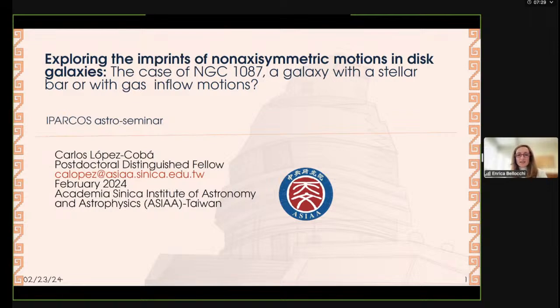He's interested in measuring radial flows induced by the largest structural components of galaxies, such as spiral arms and stellar bars. Today, Carlos will talk about exploring the imprints of non-axisymmetric motion in galaxies, the case of NGC 1087, a bar galaxy or gas with an inflow motion. Thank you very much, Carlos.